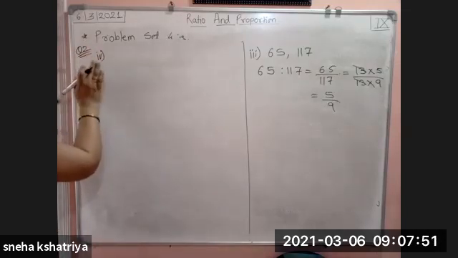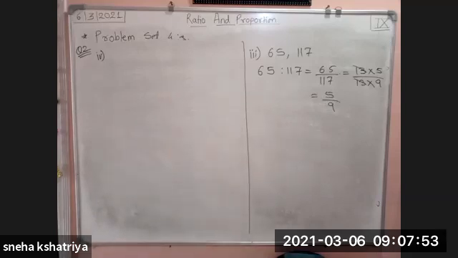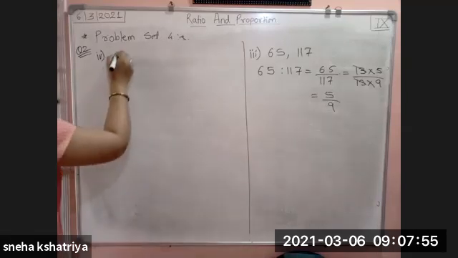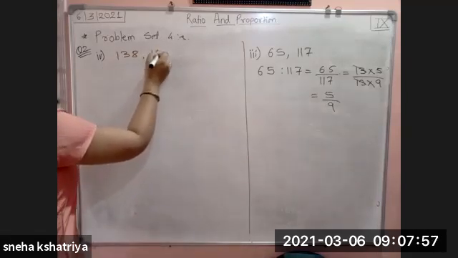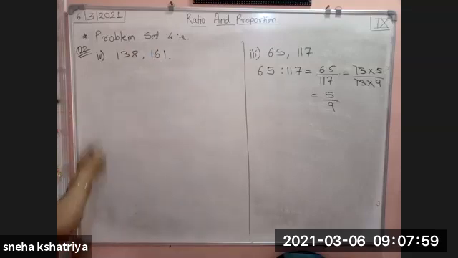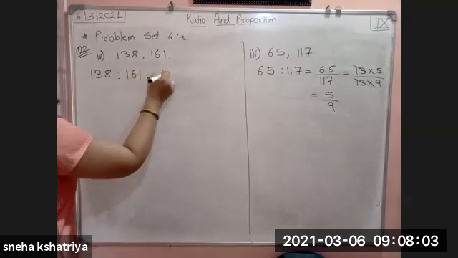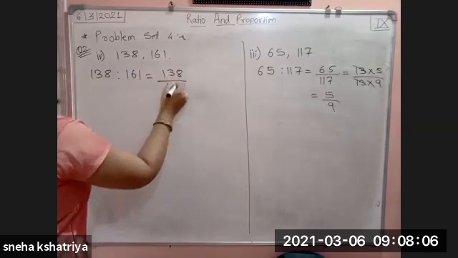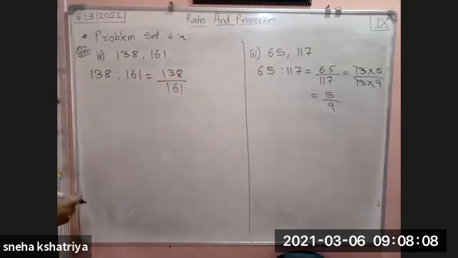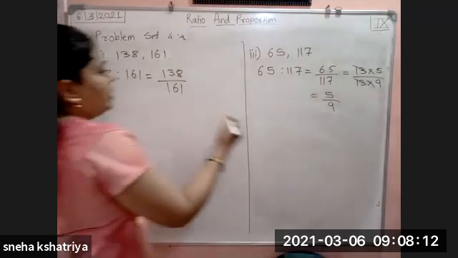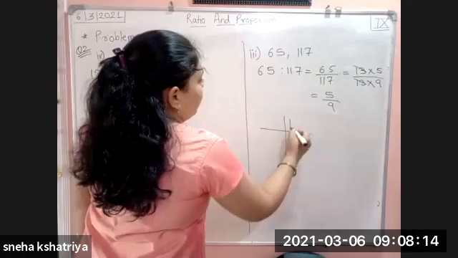Question number 2, we are solving the fourth sub-question, that is 138 and 161. 138 is to 161, which is equal to 138 divided by 161. Now, these are bigger numbers. We don't know in which table these numbers come. So here we can find out the factors.